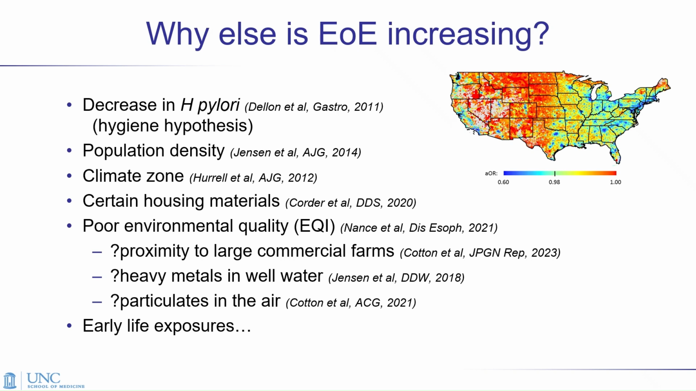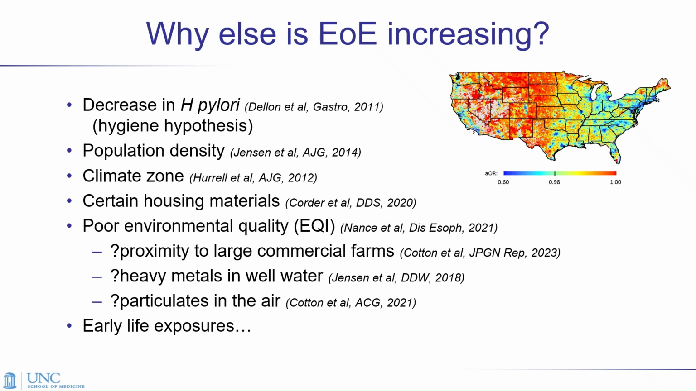Another possibility is population density. We typically think of allergic conditions being maybe more common in rural areas than in cities, but EoE, it looks like it's the reverse. So in this study, in this map of the US, where the colors are red, that's a place where there's a higher relative chance of having EoE. So even though, for example, say here in Los Angeles, there's a raw, very high number of EoE cases.